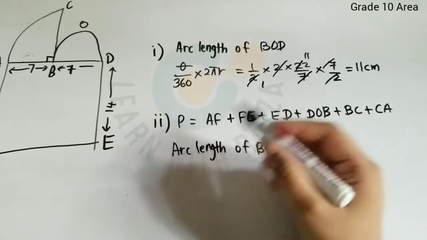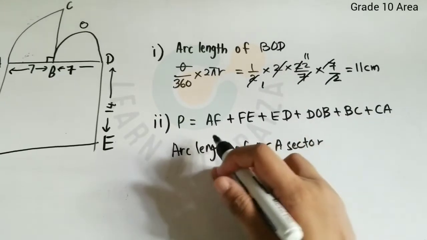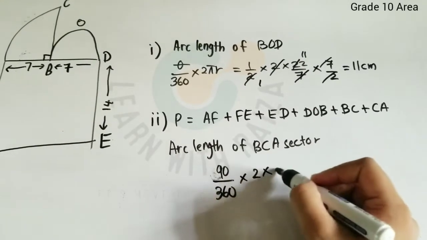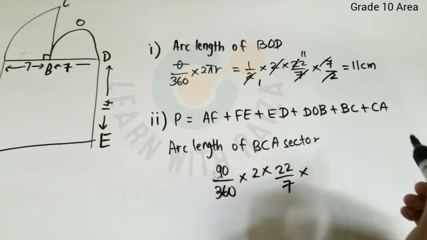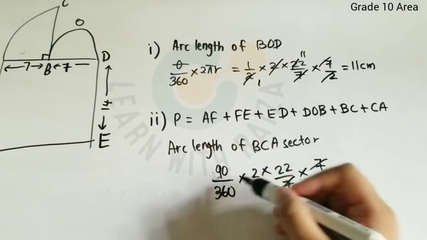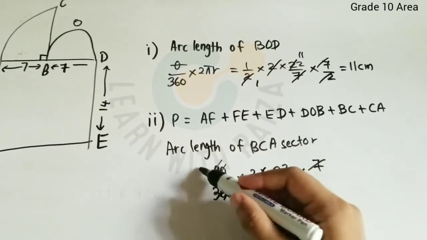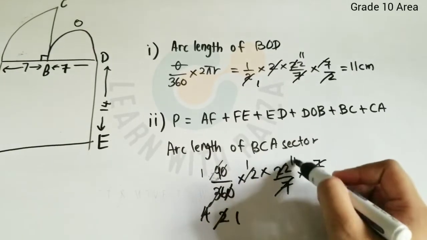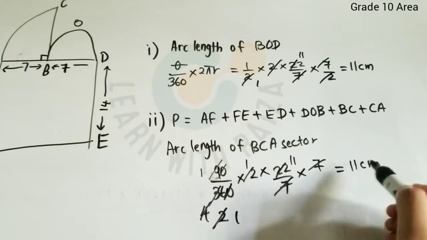So again theta upon 360, same equation, but we can't write half. It's 90 upon 360 into 2 into 22 upon 7 into radius is actually 7 in that case. So 7 7 cancel. Here you get 1 and 4. 2 times 1, 2 times 2, 2 times 1, 2 times 11. Again you get 11 centimeter.